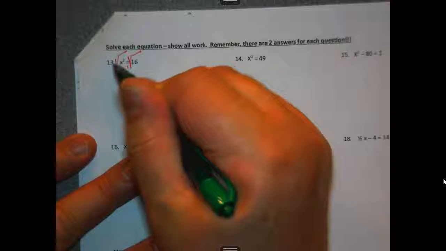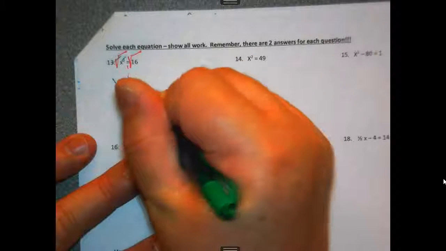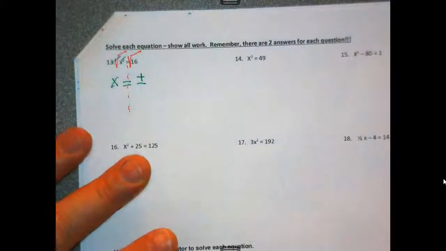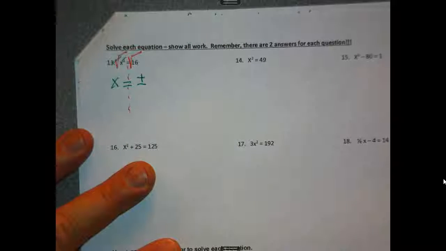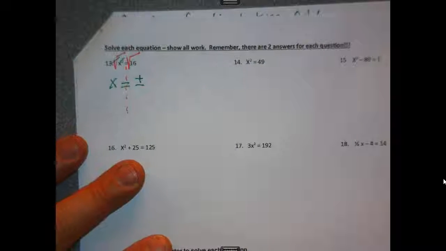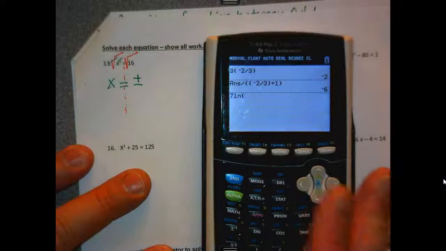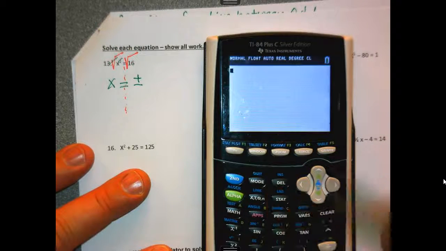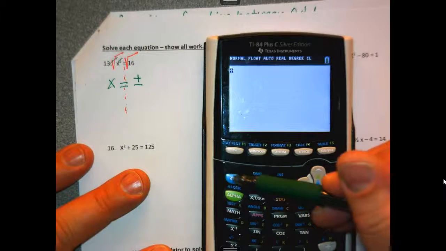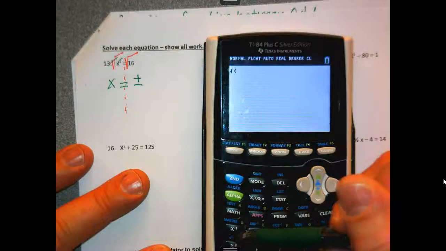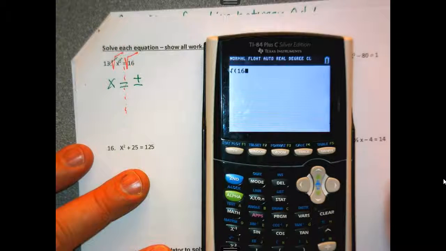Okay, the square root cancels out the power of 2. I get x. Don't forget the plus or minus. What's the square root of 16? Anybody remember? Let's see. Square root, hit the second button. The power of 2, see the little square root. 16. And I get 4.